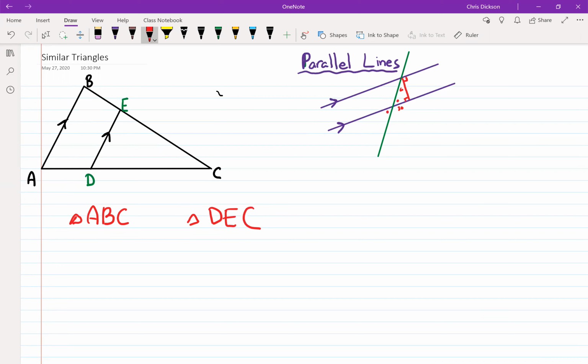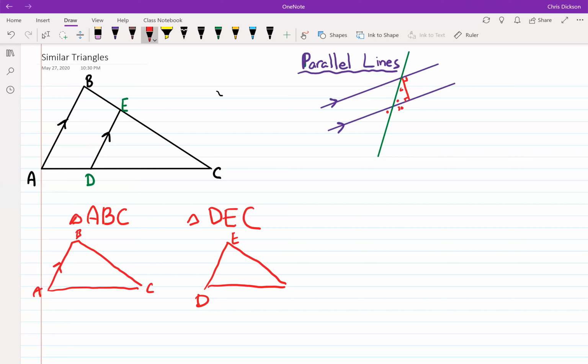You can look at, I'll just draw two triangles separately. So I've got the triangle ABC. And that has that line right there. And then you have a triangle DEC, a bit smaller, I guess. Okay. And I guess we're looking at this topic called similar triangles.